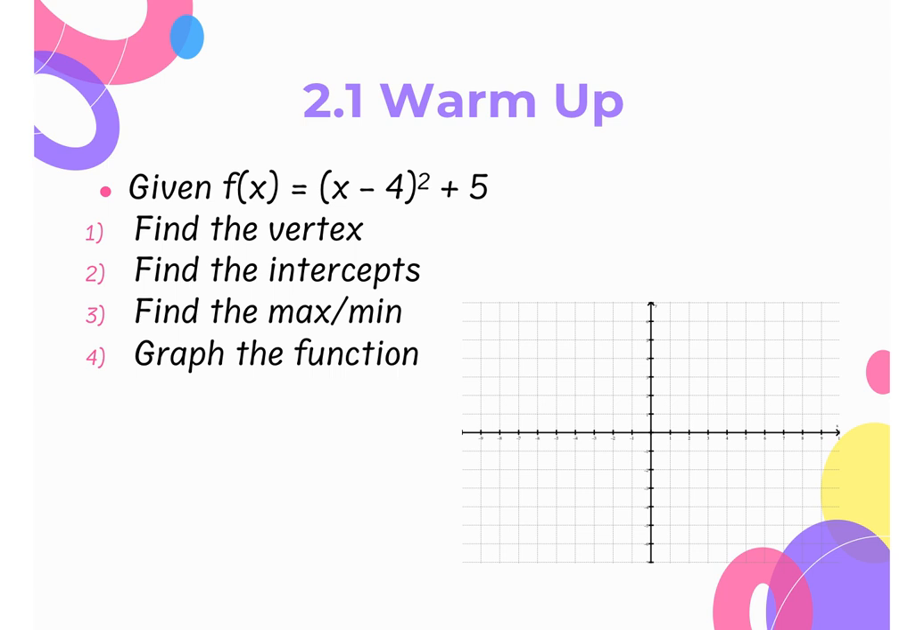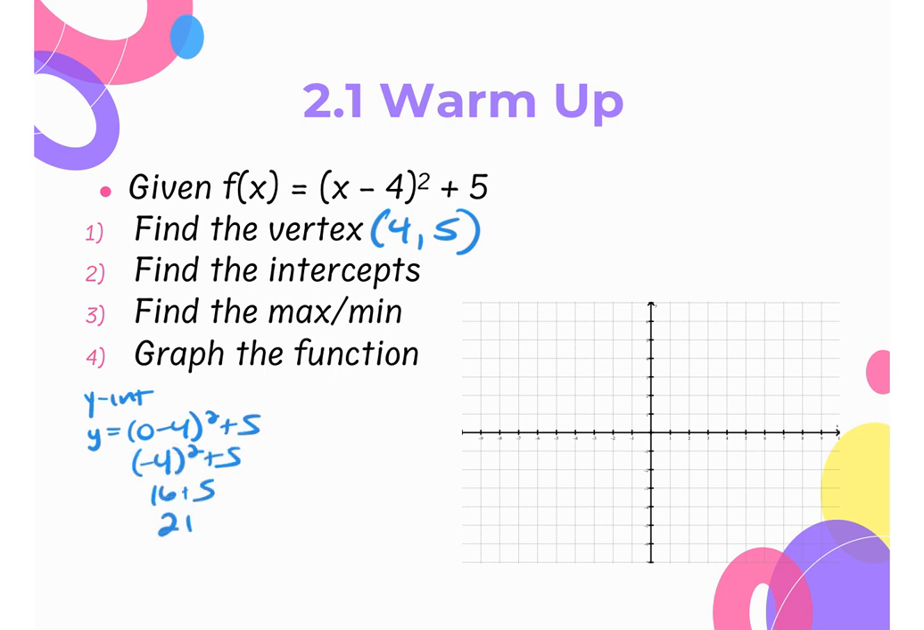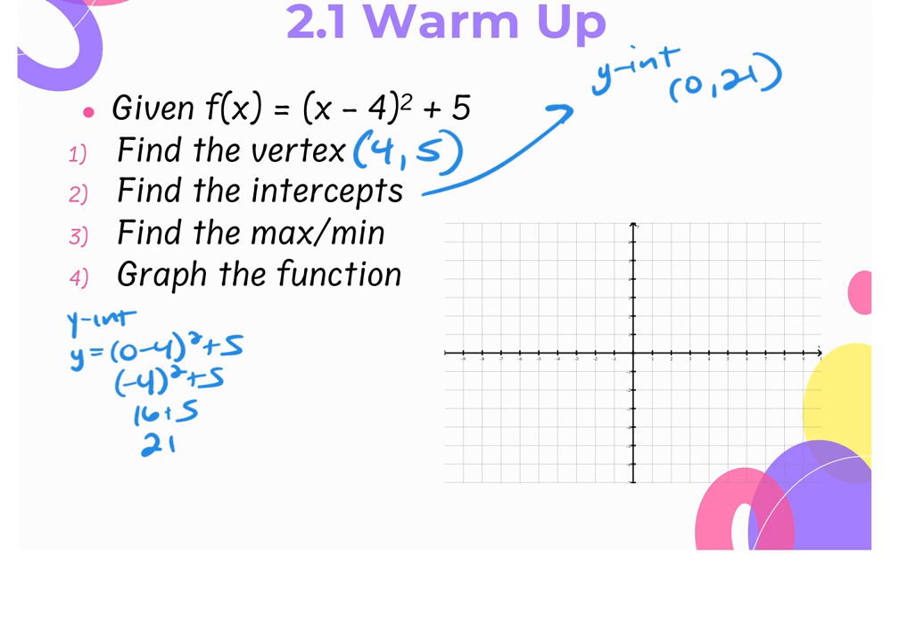All right, so we know this is a shift to the right 4 and up 5, or the opposite of what follows the x, and what is by itself could be your vertex. Your intercepts: let's start with the y-intercept. I plug 0 in for x, I get y equals 0 minus 4 squared plus 5, negative 4 squared plus 5, 16 plus 5, which is 21. So x and y-intercepts are what we're going to find. The y-intercept is (0, 21). The x-intercept, since it's already in standard form, I'm just going to use that even root property, which means I'm going to set it equal to 0.